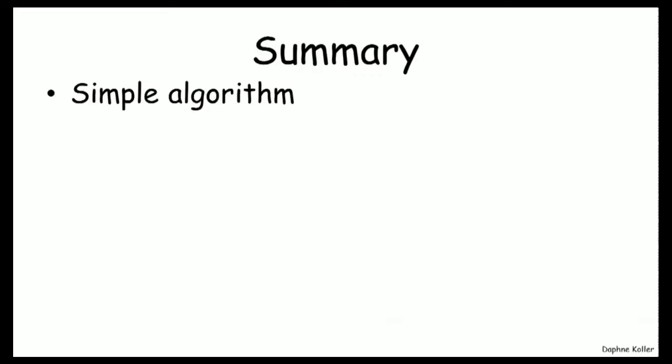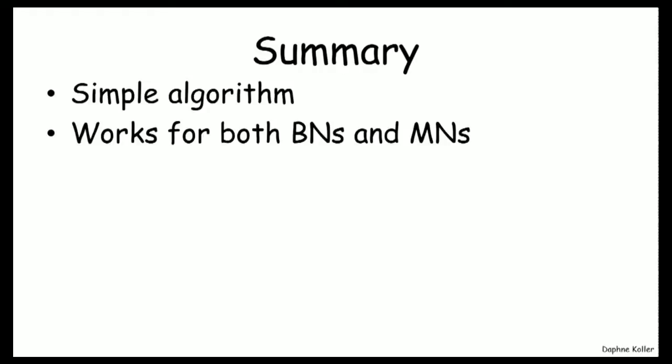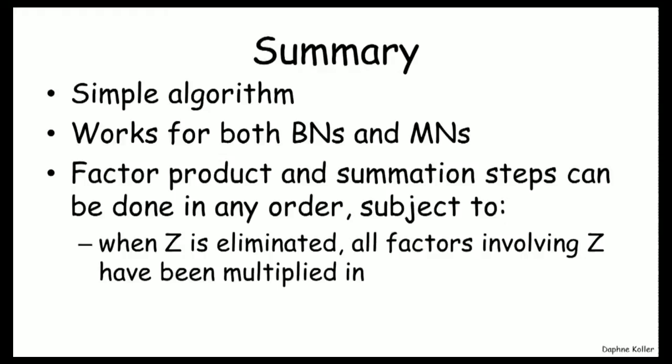So to summarize, this is a very simple algorithm. It works equally well for Bayes nets and Markov nets. And it uses factor product and factor summation steps. It does that by ensuring that when you do the summation step over a variable Z, all factors involving Z have been multiplied in, which is the critical piece of the correctness of this algorithm.